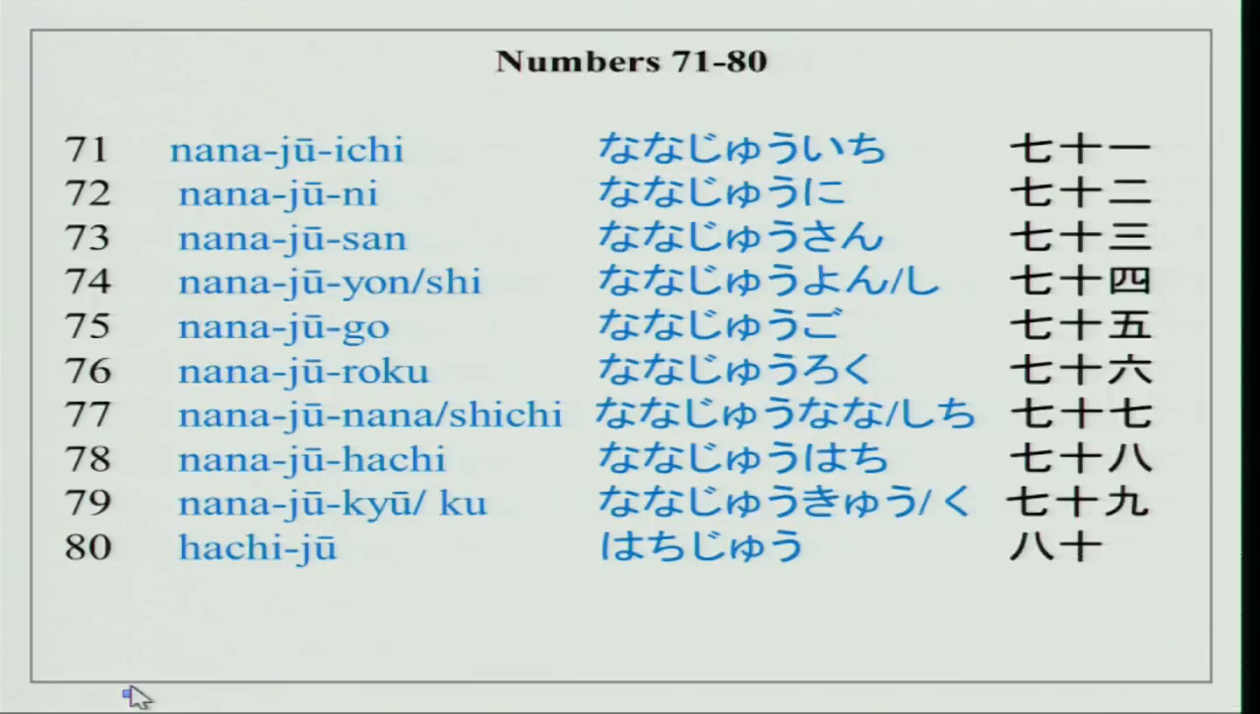Now, as we have done numbers so far, I think we should also use them in our conversation. There is a simple kaiwa over here, simple dialogue between two people, Neha and Tanaka-san.